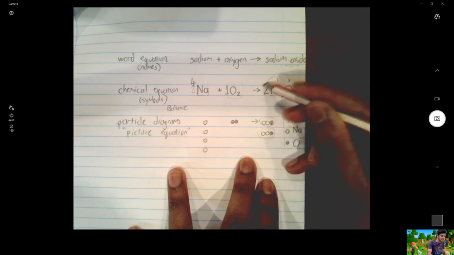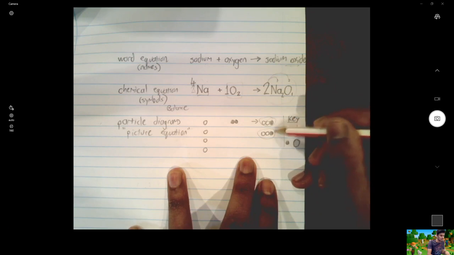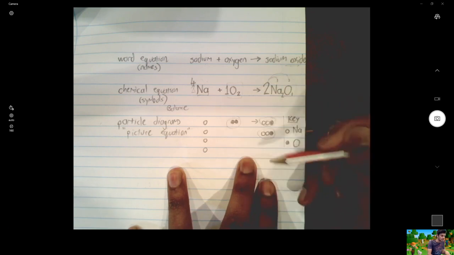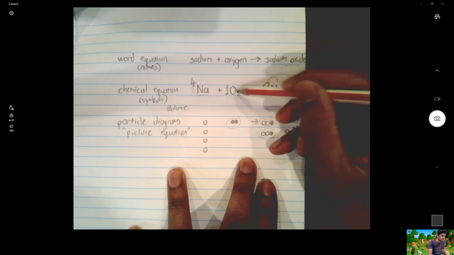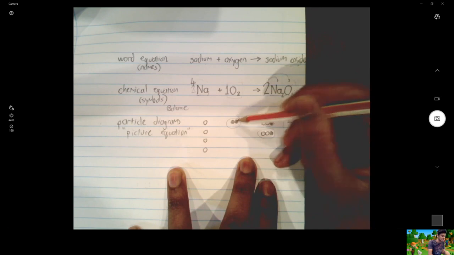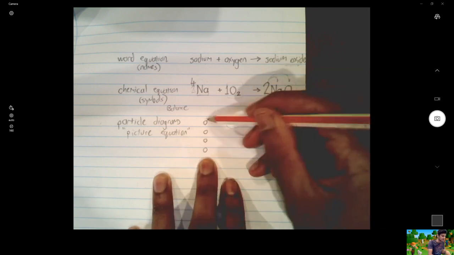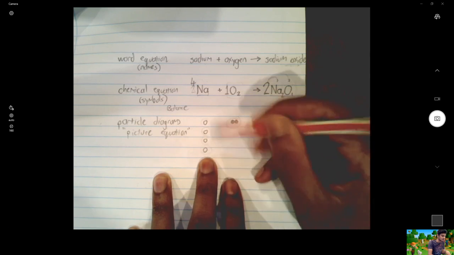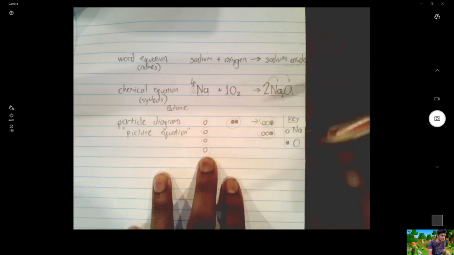That is why there's a big number 2 in front of the Na2O, because I've drawn the same compound 2 times. There's only 1 group of that. That is why there's a big number in front. But because there are 2 atoms in that molecule, that is why there's a small number. And lastly here, there are 4 of the same atoms. That is why there's a big number 4 in front.